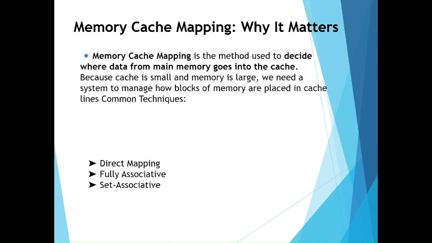So we are going to talk about memory cache mapping. It is a method used to decide where the data from the main memory goes into the cache. When the cache is small and the memory is large, we need a system to manage how this data maneuvers into the cache. We have three ways: direct mapping, fully associative, and set associative.